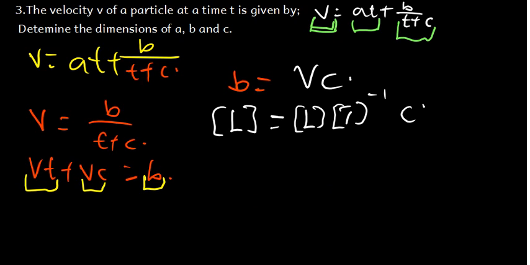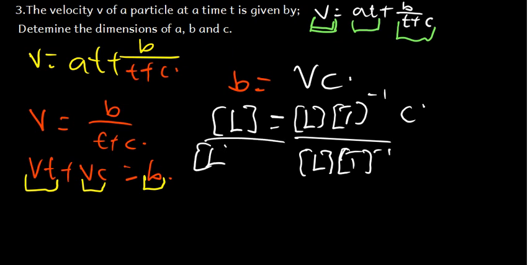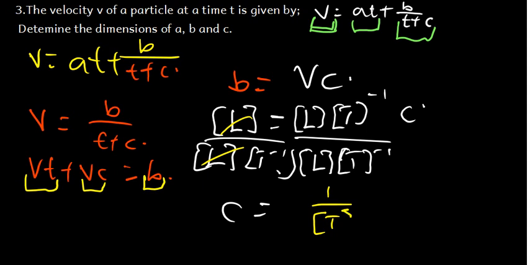Okay, so I can divide both sides by length, then t to the power -1. Same applies to this, then t to the power -1. So what we are going to have there is c is going to be equal to the length, and length will cancel. We are going to have 1 on top divided by t raised to the power -1. Now this raised to the power -1 is the same as 1 over t.